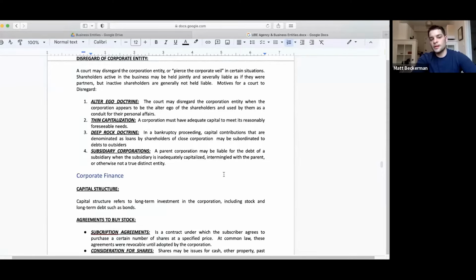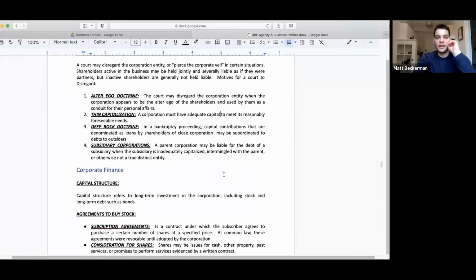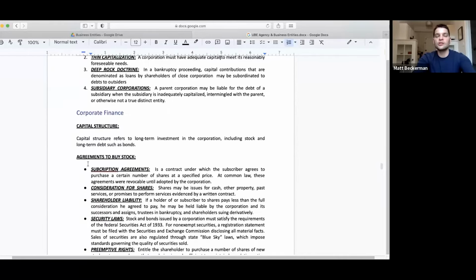It comes up a decent amount, I would imagine. Yeah, in real life it's pretty rare, but they do like to test it on the bar. The point of a company is to have a business that is for profit. If you're just using a company to get around the laws for your own personal needs, not for the business, then that's probably what they're looking for.